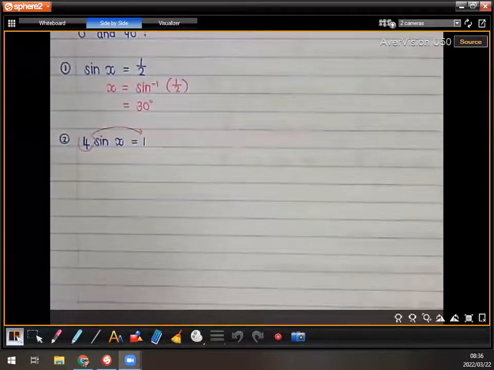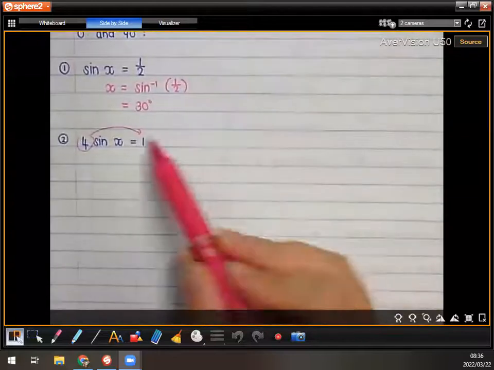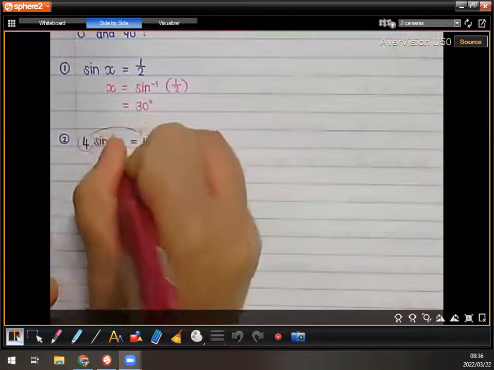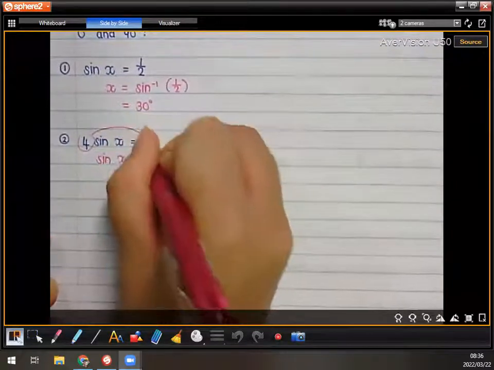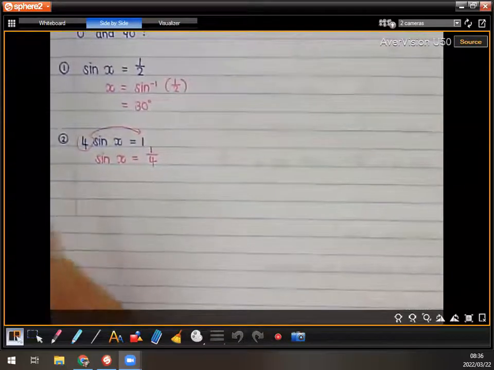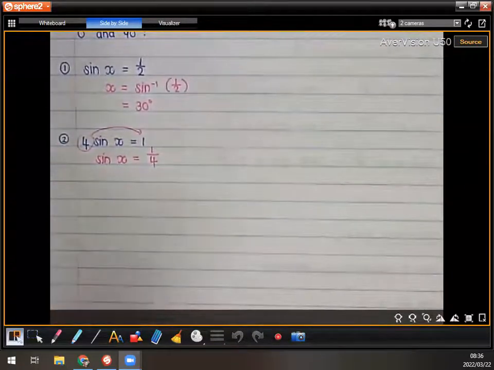Then we can do shift sine, or cos of an angle equal to a number, or tan of an angle equal to a number. All right, so we first need to take that 4 over to the other side. We're going to say that sine x is equal to 1 over 4. Am I right? Right, because you are multiplying by 4 on this side, so you're dividing by 4 there.